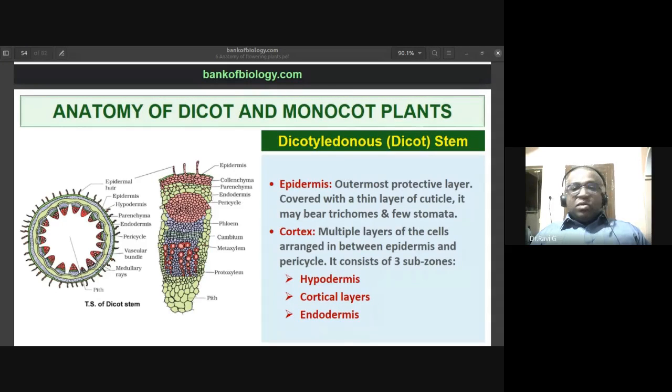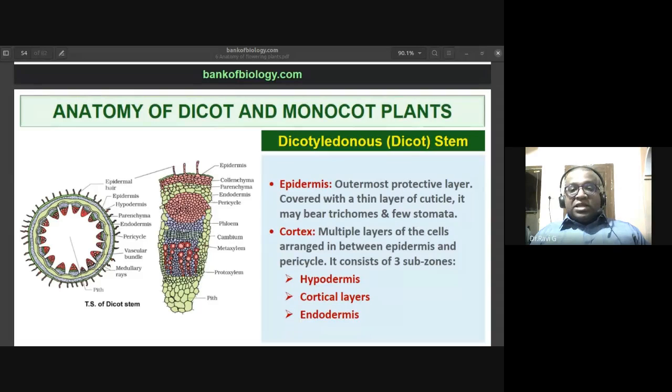Let us also understand what are the layers of this dicotyledonous stem. Epidermis is the first layer. It is the outermost protective layer. It is covered with a thin layer of cuticle, the waxy layer of cuticle. It may bear trichomes and a few stomata. Rather than stomata, they should be called lenticels. But anyway, it may bear trichomes.